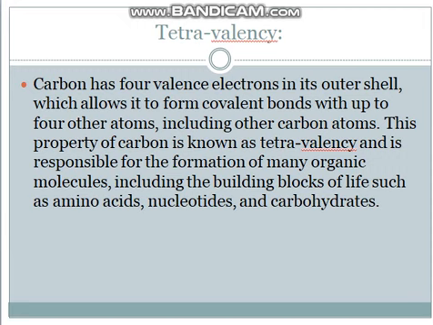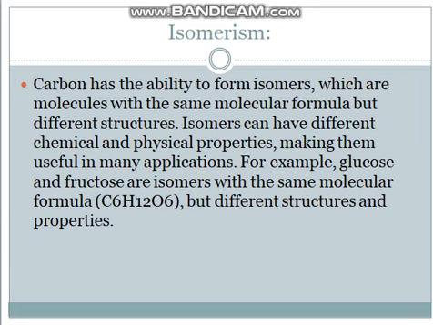Okay, so the next property of carbon is isomerism. Isomerism is basically when you've got different structural formulas but the same molecular formula. For example, glucose and fructose. They both have the same molecular formula, that's C6H12O6, but they've got different structural formulas. And there are more examples in nature of isomerism.